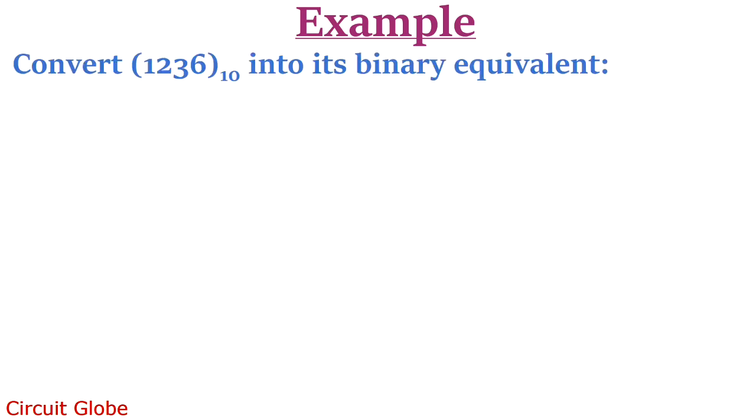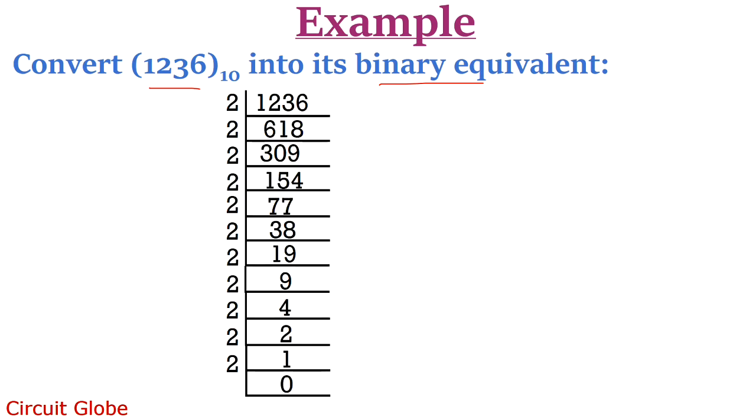So suppose we have 1236 as a decimal number and we have to convert it into binary equivalent. So for this, 1236 must be continuously divided by 2 till the time the quotient becomes completely 0. Let's see how. So initially when 1236 is divided by 2, then we'll get 618 as the quotient term and 0 as the remainder, as it is completely divisible by 2.